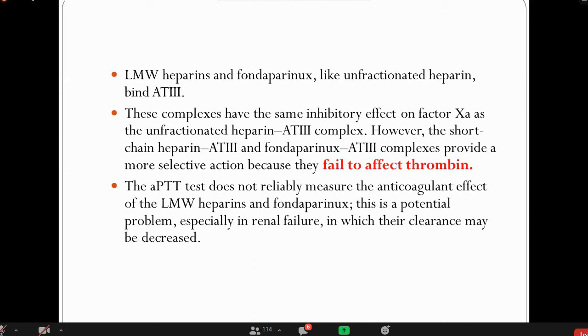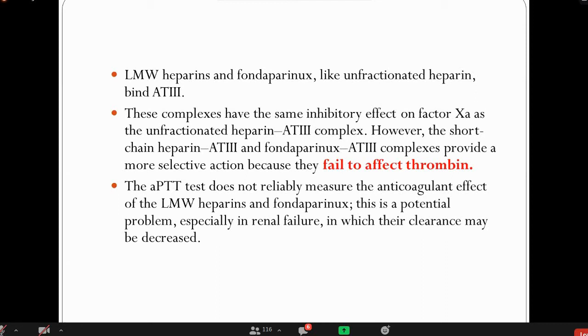So what is the point that you must remember? That any anti-clotting drug that inhibits the activity of thrombin, we can monitor the activity of that drug by which laboratory test? APTT, right? But if a drug is not going to affect the thrombin, the use of APTT wouldn't be reliable.